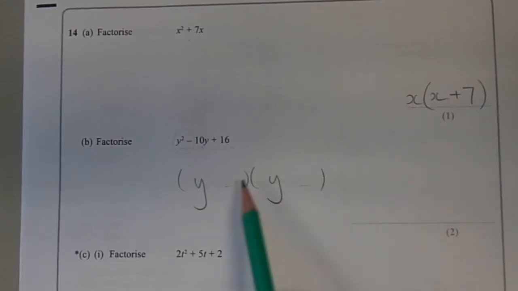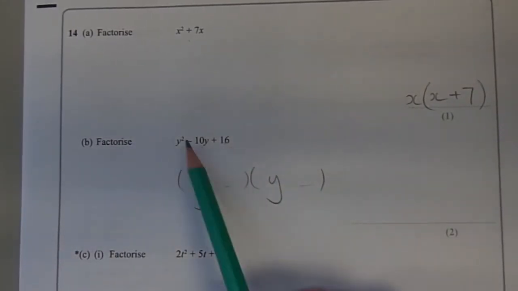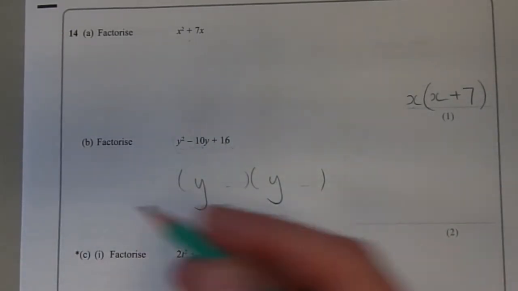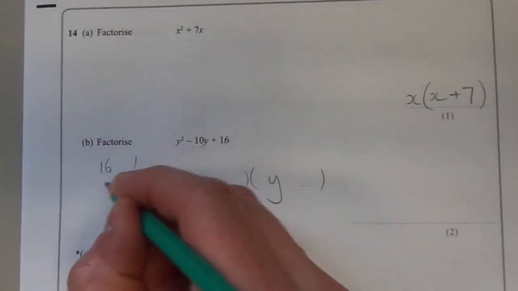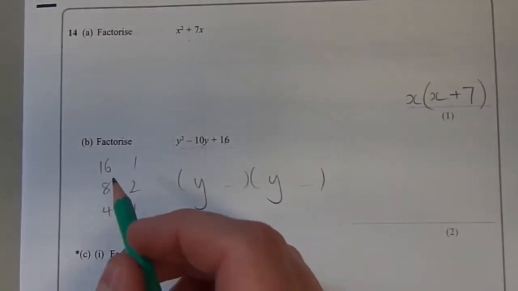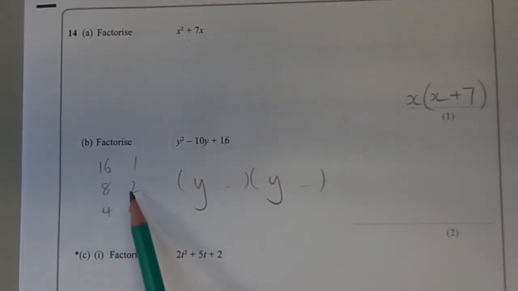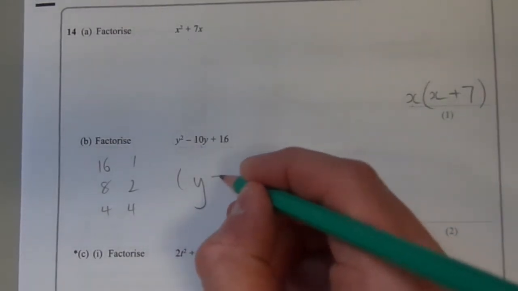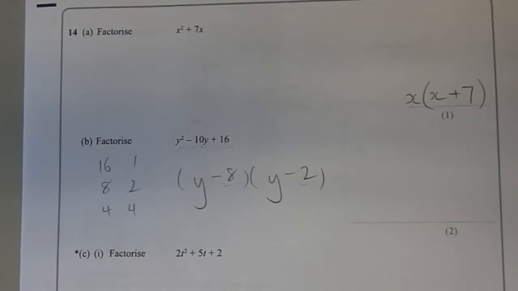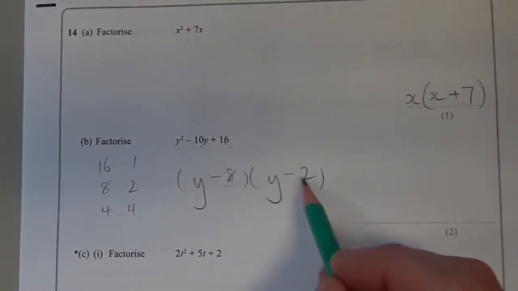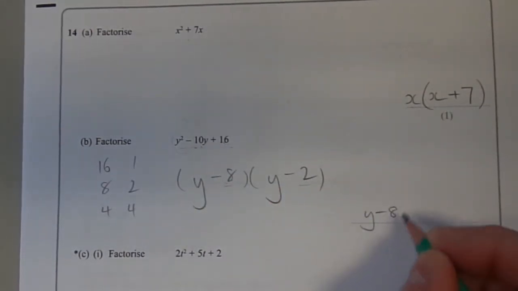The numbers on the end are the numbers that multiply together to give 16 and also add together to give minus 10. If you need to list all of the possibilities that it could be, and it could also be negative values as well, negative 16 and negative 1. Negative 8 times negative 2 would give positive 16. If you need to list them all and just go through and do it by process of trial and error, that's fine. But with a bit of practice you'll be able to identify quite quickly that it's those two there. Minus 8 times minus 2 is positive 16. Minus 8 plus minus 2 is minus 10. Therefore, that's your final answer.